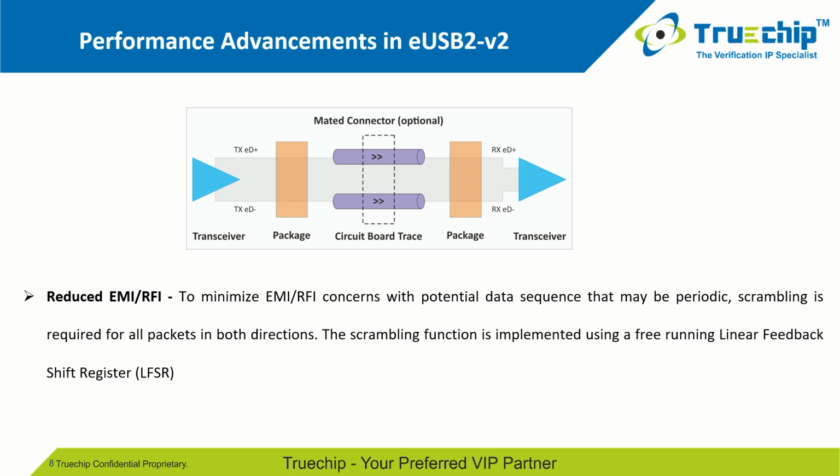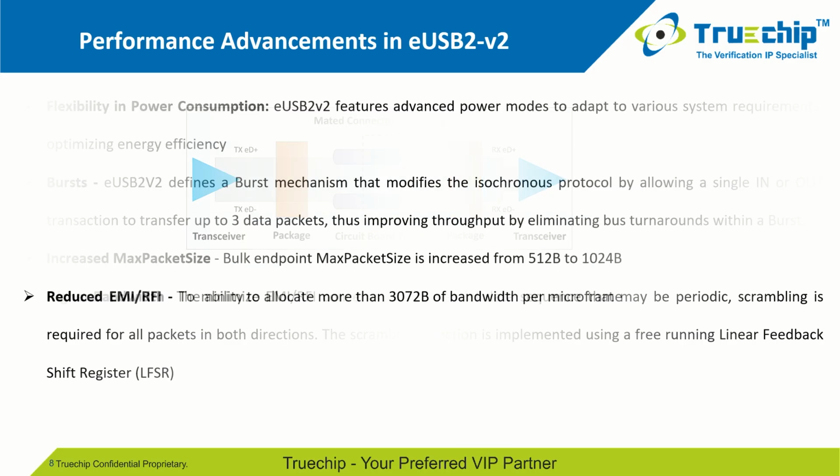One major performance advancement is reduced electromagnetic interference and radio frequency interference. To minimize EMI and RFI concerns with potential data sequence that may be periodic is scrambling. Scrambling is required for all the packets in both directions. The scrambling function is implemented using a free-running linear feedback shift register, LFSR.